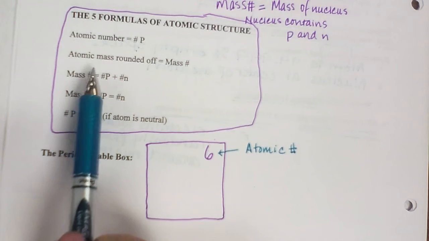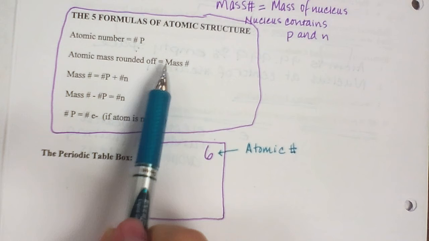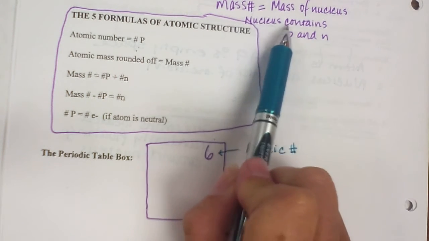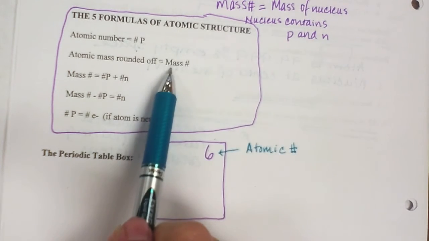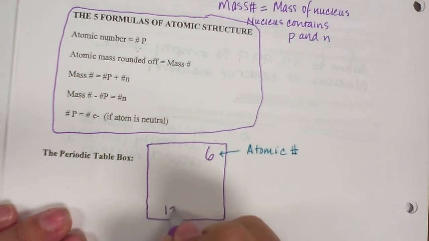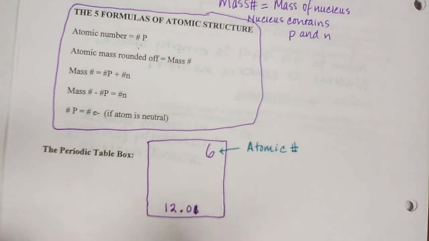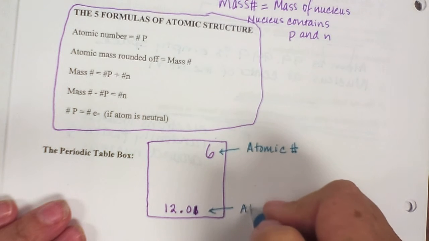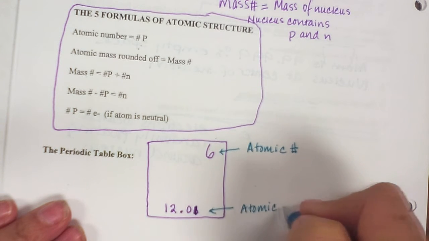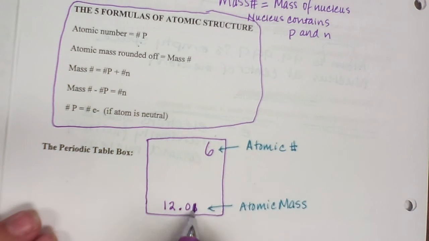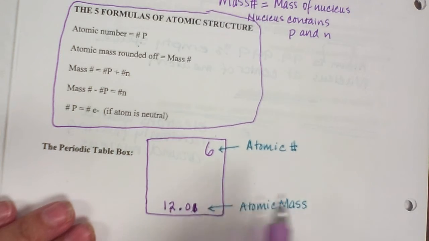Next, the atomic mass rounded off is equal to the mass number. Oh, wait, here, mass number, mass of nucleus. Nucleus contains protons and neutrons. So the mass number is the protons and the neutrons. Well, where do I find that? Right here. This is the atomic mass of carbon, 12.01. And so this rounded off is 12, and that is the mass number.